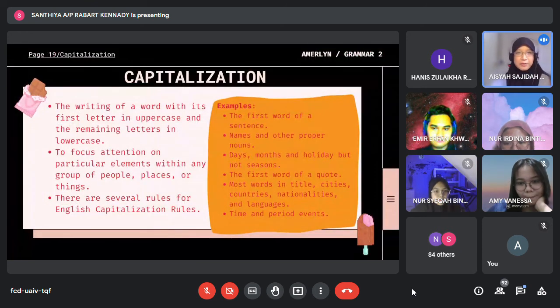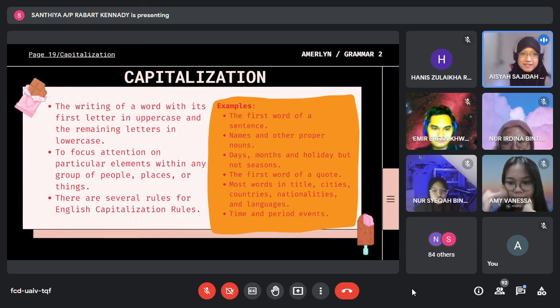Hi, hello everyone. First and foremost, I'm very sorry to Miss Maya because I don't think Putri Emmeline can make it today because she has a slow internet connection, so she cannot present today. So I'm going to be presenting for her part. Okay, the next error for our group is capitalization errors.